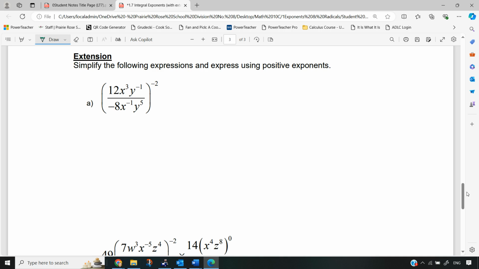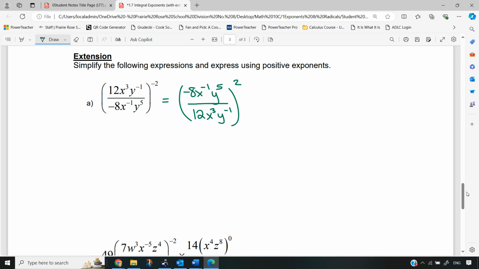Now you can choose to distribute first, you can choose to simplify first within the brackets, you can also choose to flip. I am going to flip this first to make my negative 2 positive. So I'm going to have negative 8 x to the negative 1 y to the 5th, all divided by 12 x cubed y to the negative 1. And because I've flipped my fraction, that's going to make my exponent positive.